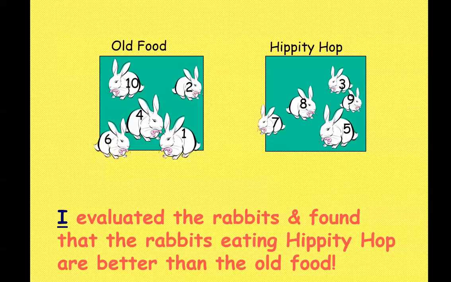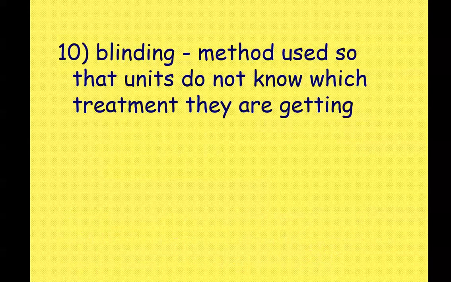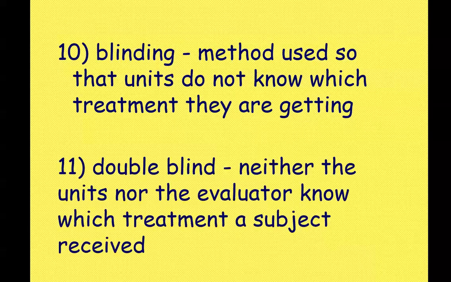And the answer is nope. There's still another detail. I need to add something called blinding. Blinding is when the units do not know which treatment they're getting. So the rabbits aren't really aware. Now, they're rabbits, I understand that, but the rabbits aren't aware of which food they're getting. If we add in double blind, it means the evaluator, the person doing the measuring, doesn't really know.